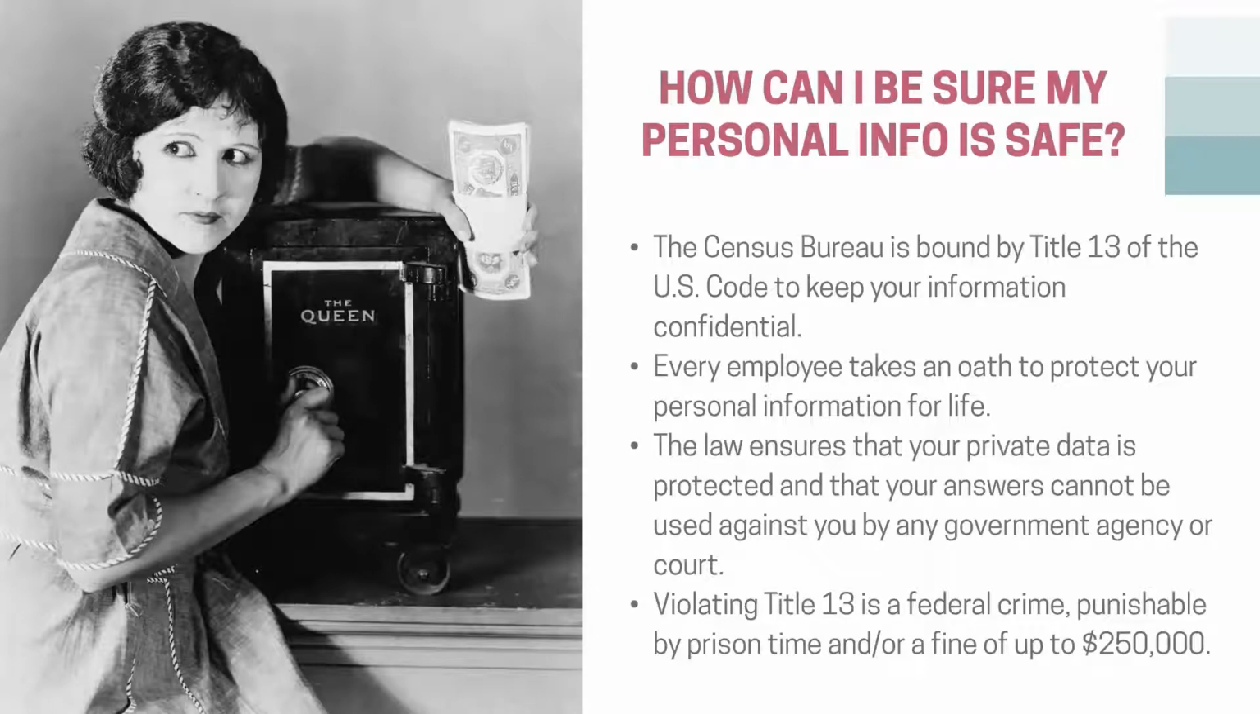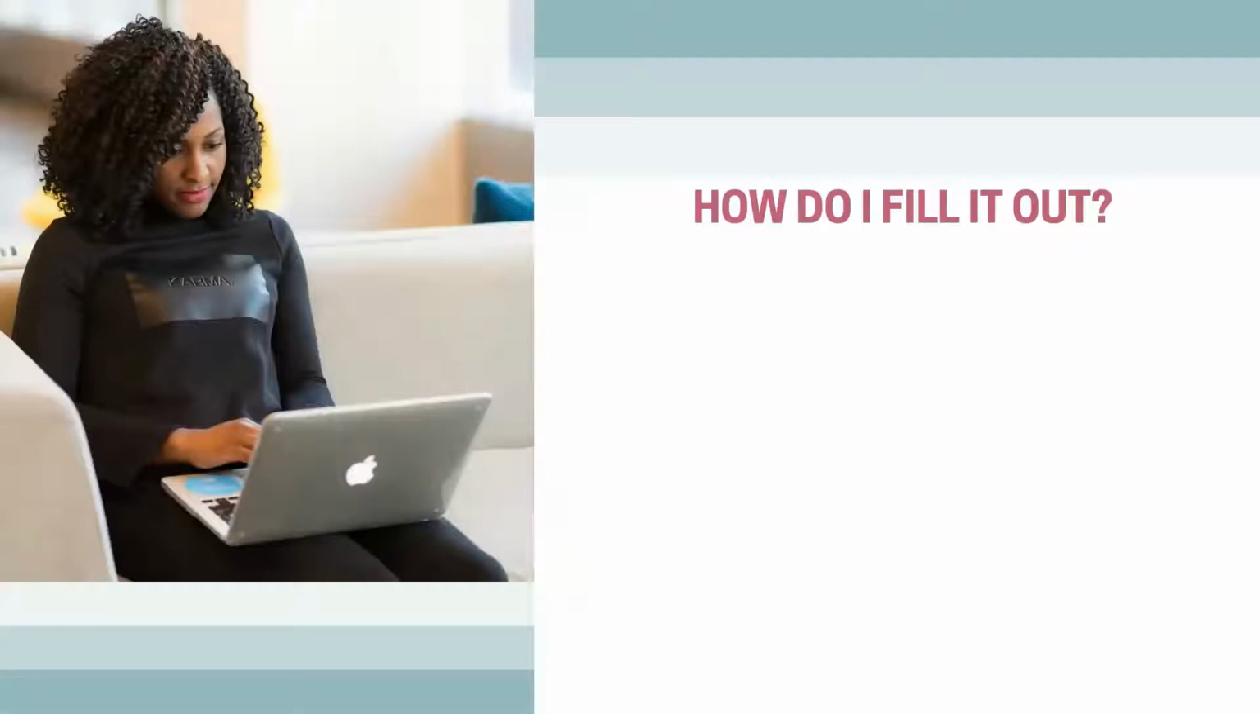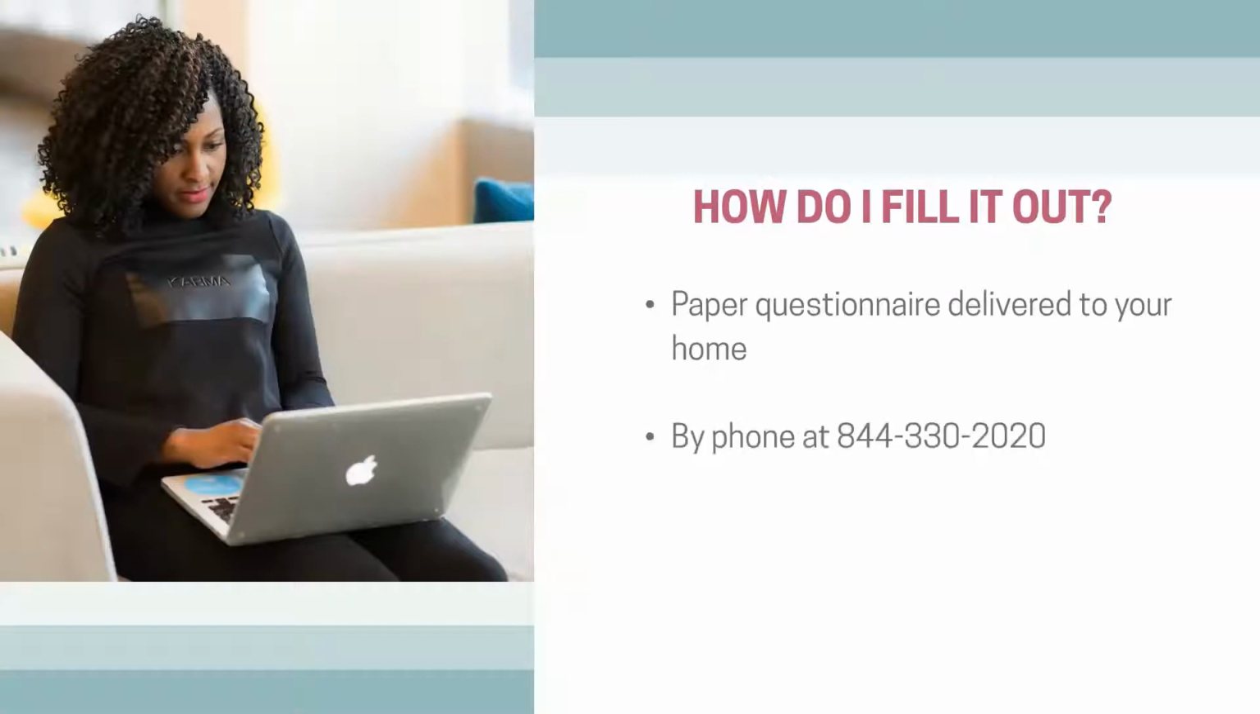So now that we learned what the census is and what it's for, and how they keep our info safe, how do we fill it out? So you likely received a paper questionnaire delivered to your home in the mail. You can also fill it out by phone at 844-330-2020. That is the English line. If you speak Spanish, you would call this number. If you speak Haitian Creole, call this one.